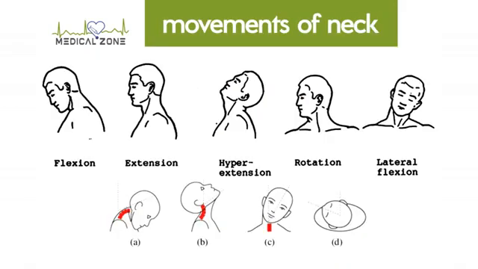Now we will see the movements at the neck, that is the cervical region. First one is flexion. When the face comes closer to the chest, it is called flexion. Extension, when the face is brought away from the chest. Lateral flexion, also called side flexion, is of right side as well as left side. When the ear is brought close to the shoulder, it is called lateral flexion.